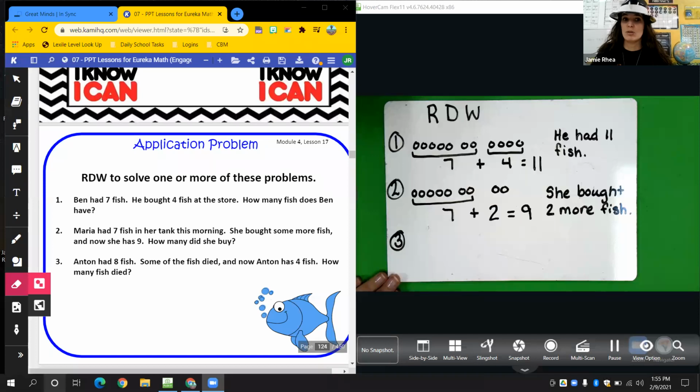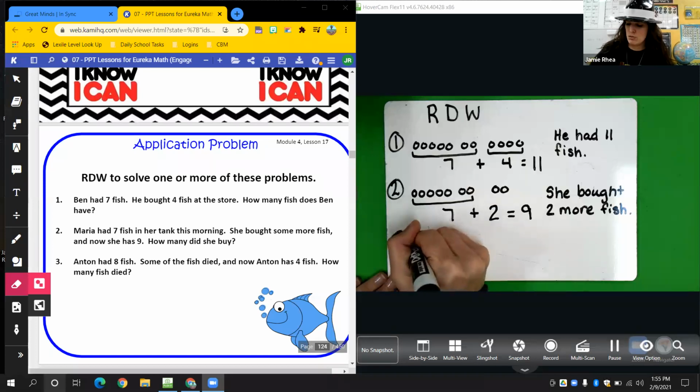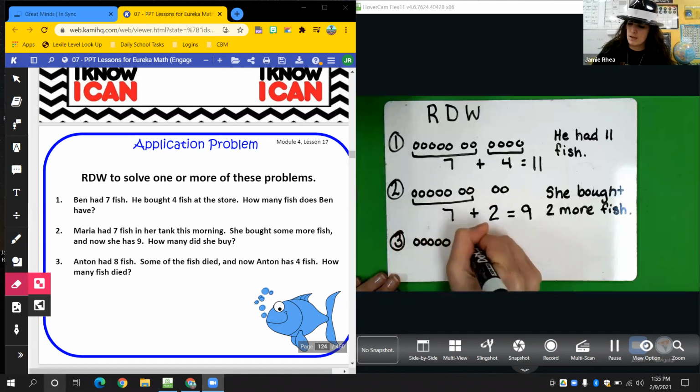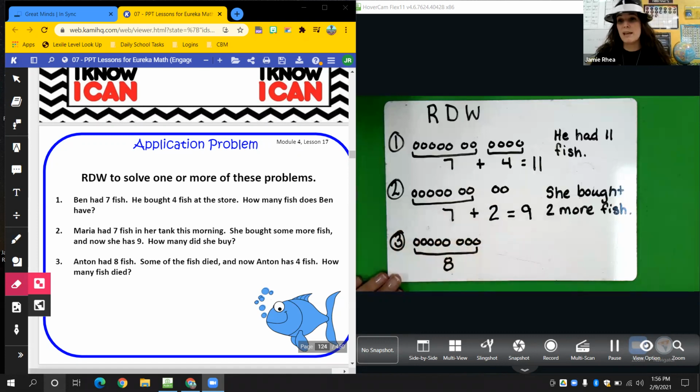All right, we read it. Let's draw it. He had 8 fish. 1, 2, 3, 4, 5, 6, 7, 8. Here's my 8. If some of them died, that means they went away. So what do we do when we have something that goes away? We subtract. Whoops, that was a big subtraction. Let's make that a little smaller. We subtract.